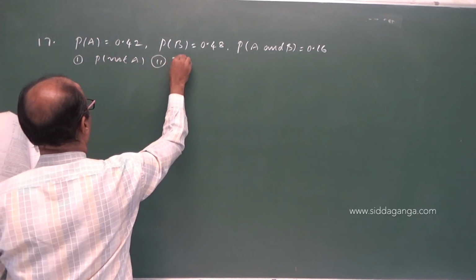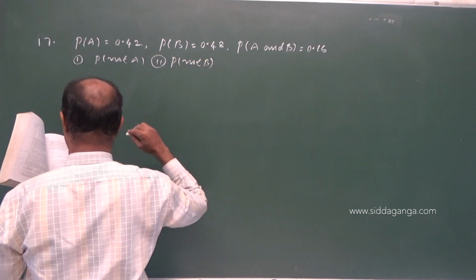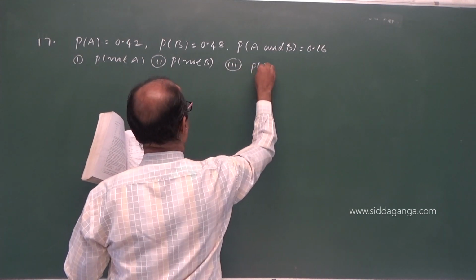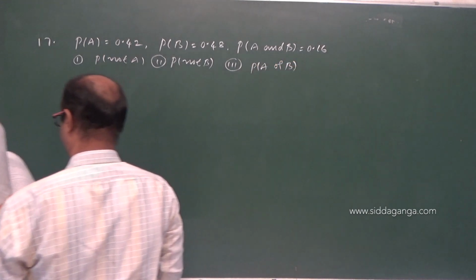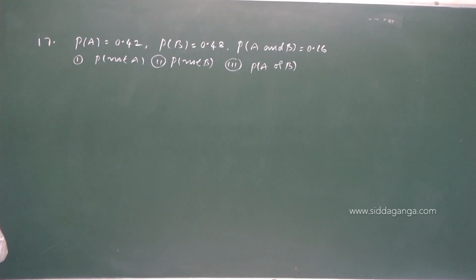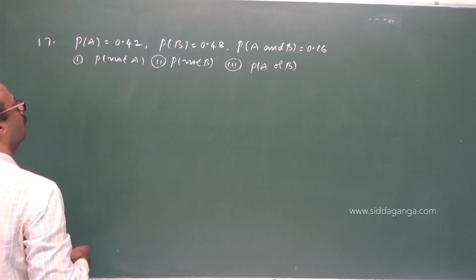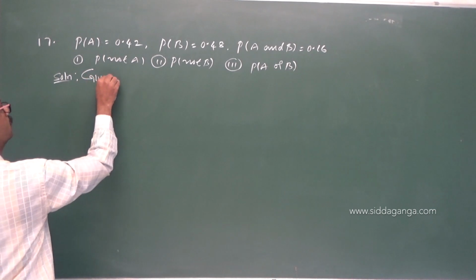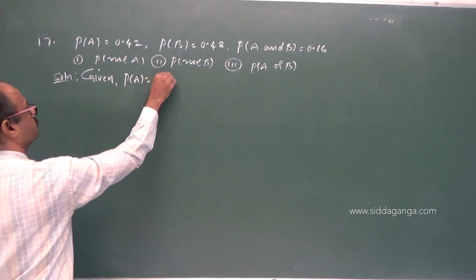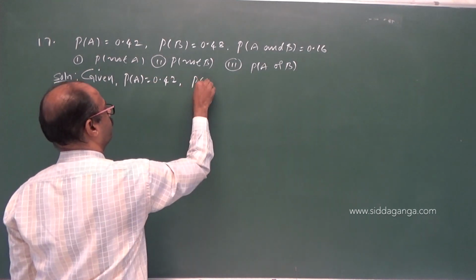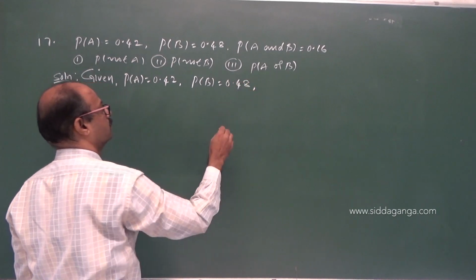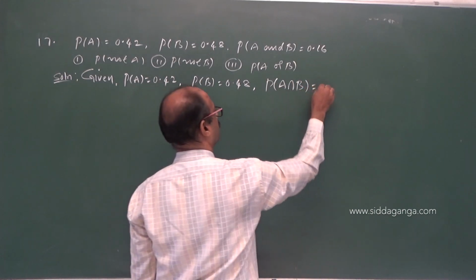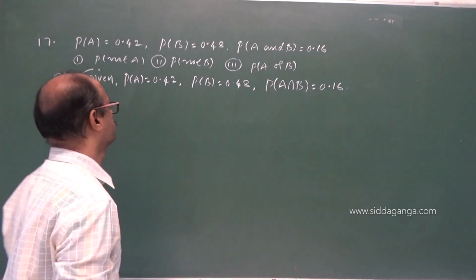Second, P of not B. Third one, P of A or B, like this. So the first one, solution, given P of A is 0.42, P of B is 0.48, P of A and B, which means intersection, A intersection B, is equal to 0.16. These are the given terms.